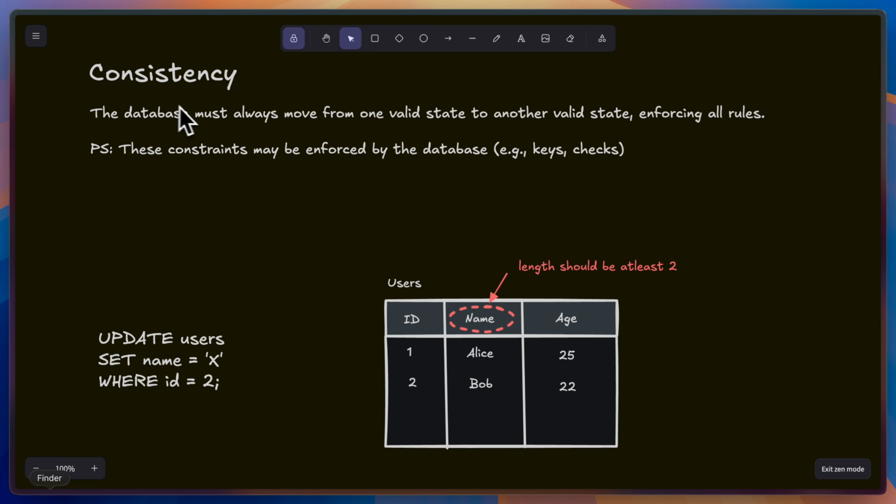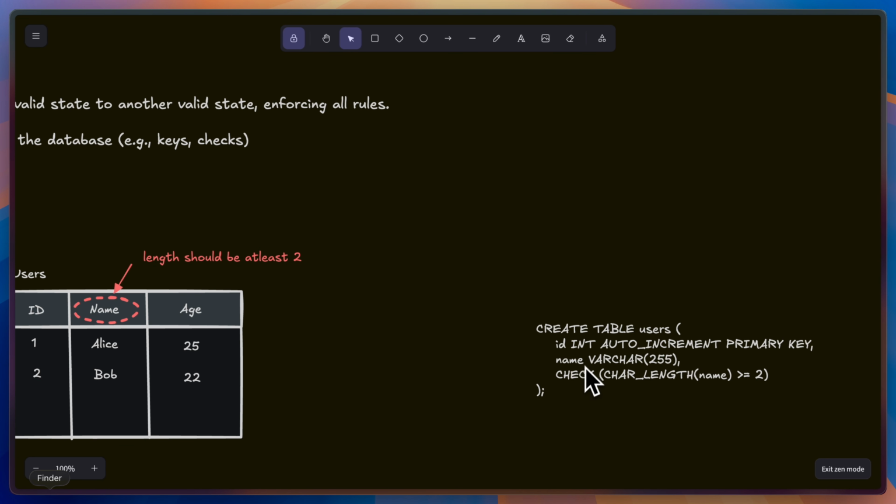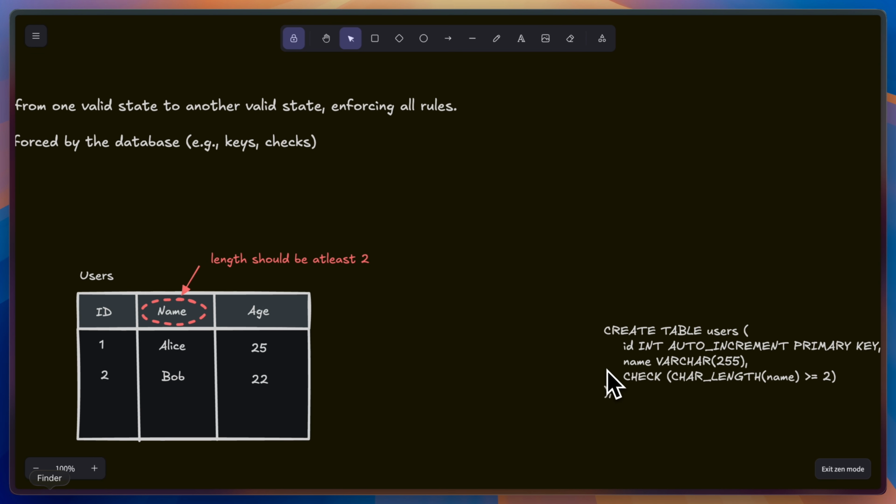So now let's learn about consistency. Assume that we have this users table wherein we have multiple users like LS and Bob. And Bob wants to update his name from Bob to X, a one-character name. But the problem over here is that while creating this table, we have already mentioned that the name should be at least 2 characters long. So we have defined this constraint over here.